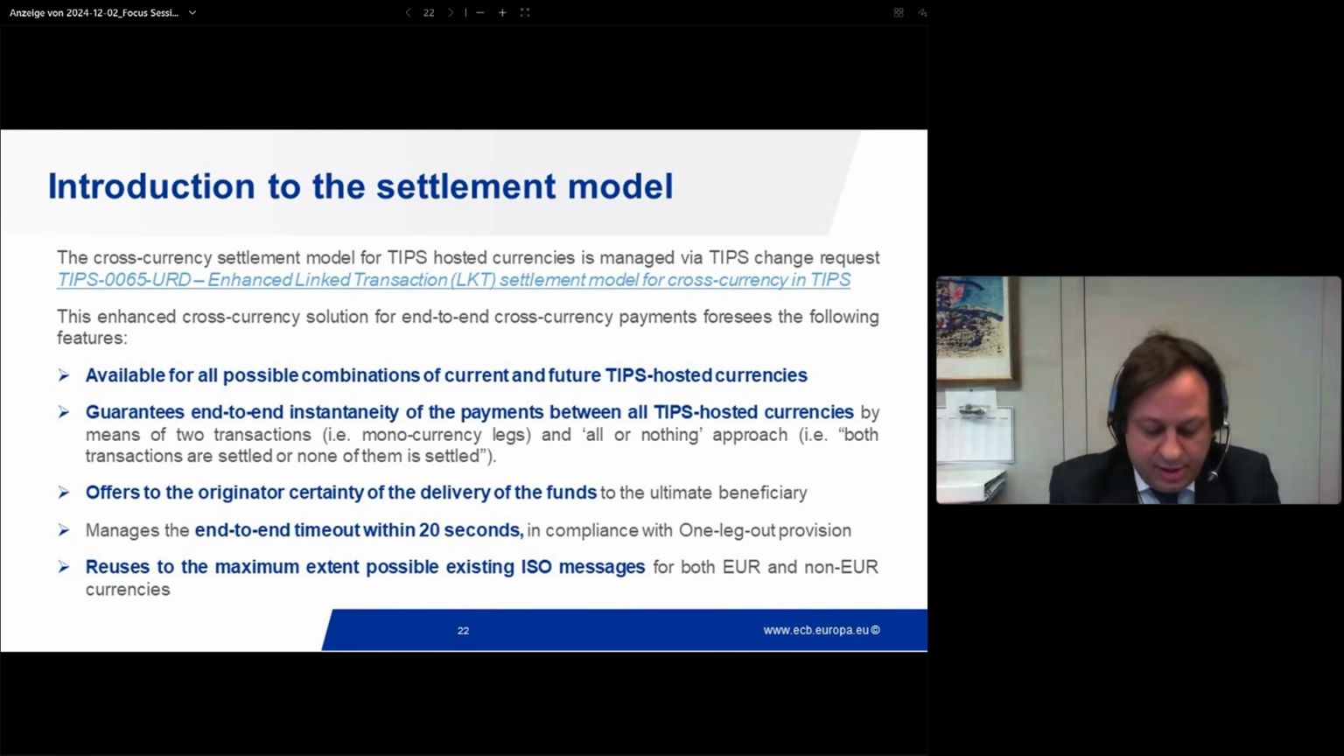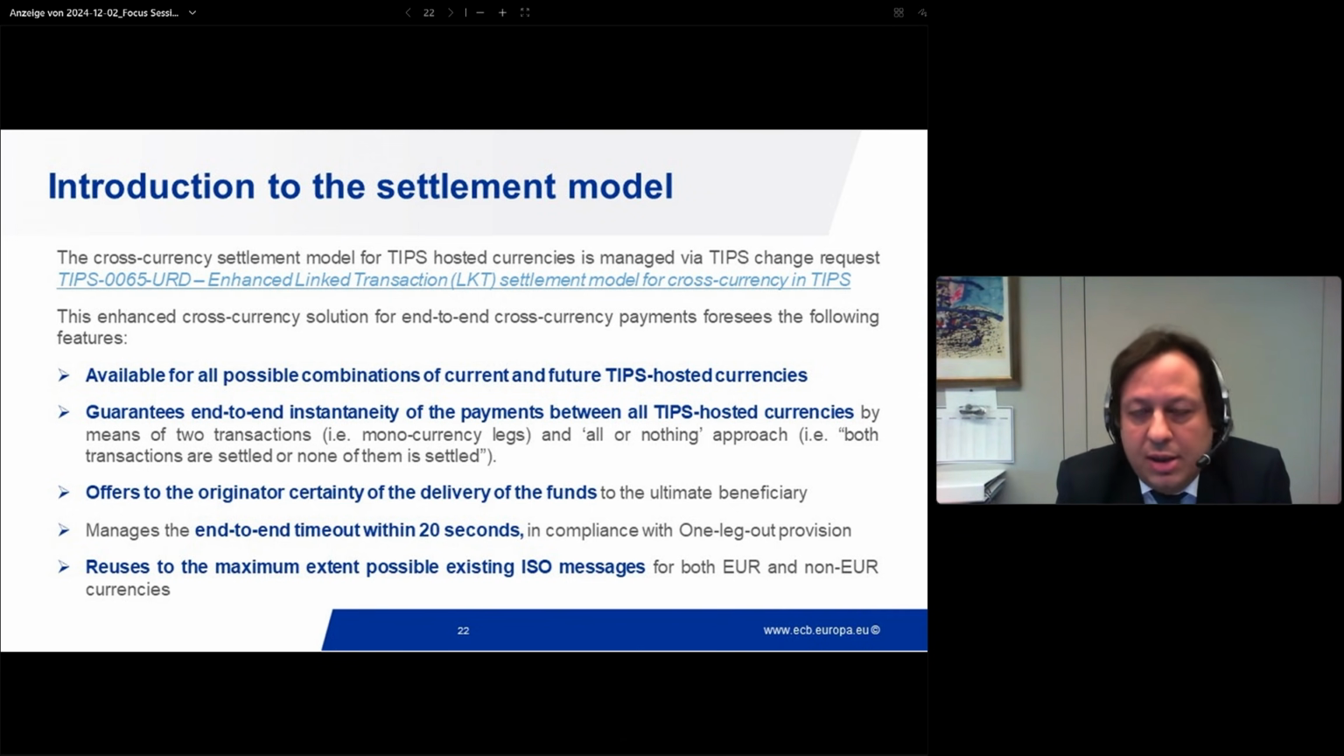the idea here is to refer to a specific initiative that falls under the change request TIPS 65. This is the regular change and management process we have in TIPS in order to introduce new features. And in particular, with this change request, we are introducing what we defined the enhanced link transaction settlement model. What does it mean in practice?